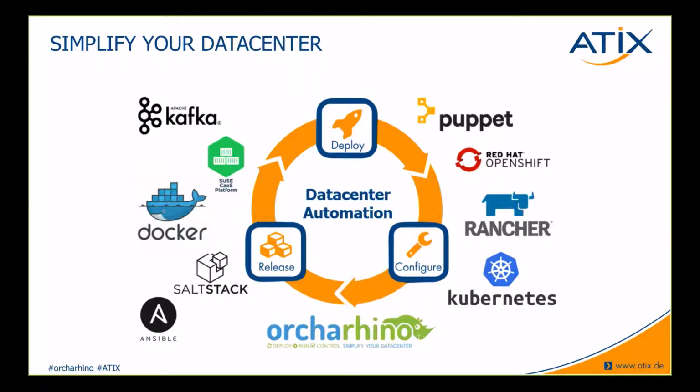And we can also support you with consulting for parts that are included in Orcharhino, such as config management tools like Puppet, SaltStack, Ansible. But we also have knowledge in other tools like the Kubernetes platforms and the enterprise versions of this, like the SUSE Container as a Service platform, the Red Hat OpenShift or Rancher. And we can also help you with application stacks such as Apache Kafka to deploy and to operate them. If you need any help with this, please feel free to contact us.